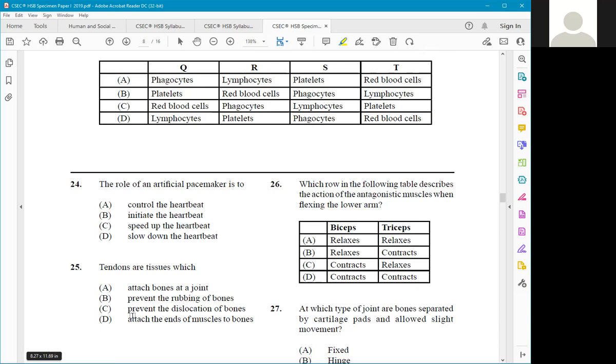Which row in the following table describes the action of an antagonistic muscle when flexing the lower arm? Remember, antagonistic means that the muscles are working in an opposing manner to each other, not at the same time, but when one relaxes, the other one brings about motion, and then when that one relaxes, the other muscle contracts instead to bring about motion in the opposite direction. So we call it antagonistic. So which row describes the action of antagonistic muscles when flexing the arms? And these muscles, of course, are the biceps and triceps.